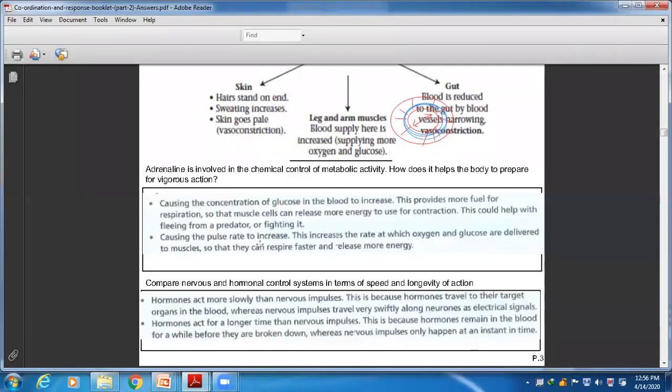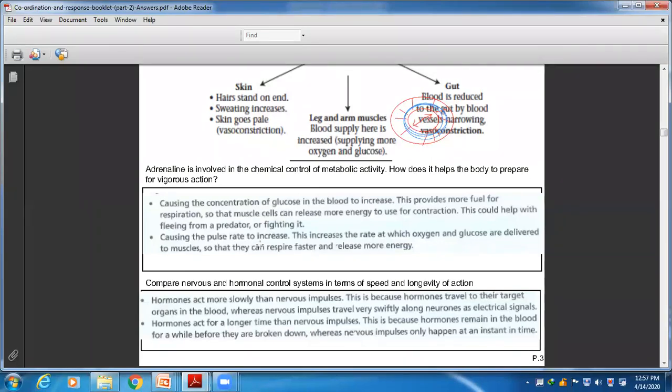I told you it is the hormone responsible for flight or fight. You will flee away from that situation, or you will fight. Another, it causes the pulse rate to increase. This increases the rate at which oxygen and glucose are delivered to muscle, so that they can respire faster and release more energy. Is it clear?